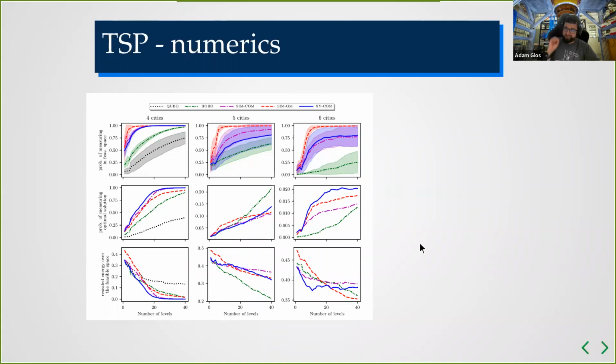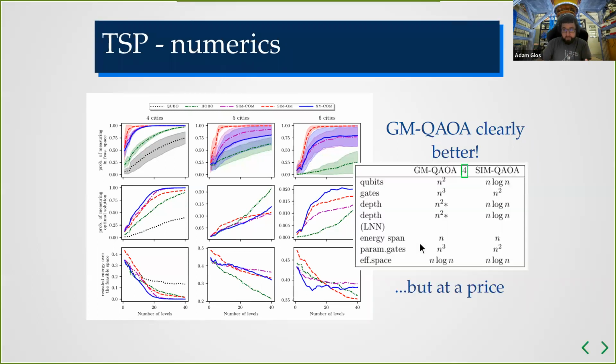But there's actually one QAOA variant which was clearly better, and this one was GM-QAOA. The reason why I didn't plot this is not because we had issues with simulating this, but because GM-QAOA was so much better that when I would plot this, all the other plots would be basically squashed. But the problem is that it comes with a price.